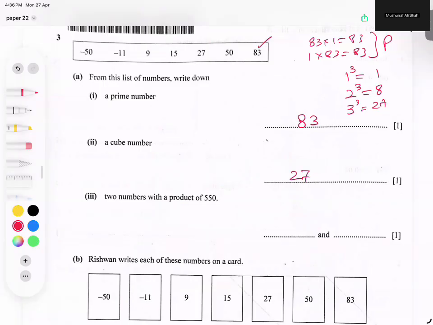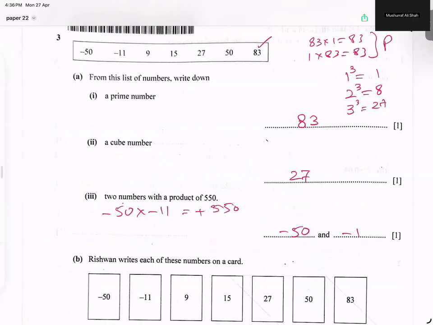Okay, and two numbers whose product is 550. So which numbers are possible? If you look carefully at these two numbers, I can show you negative 50 times negative 11. Negative times negative will give us a positive sign, and 11 fives are 55, and 0 will come beside it. So 550. So we can easily say the two numbers are negative 50 and negative 11. So this part is done as well.